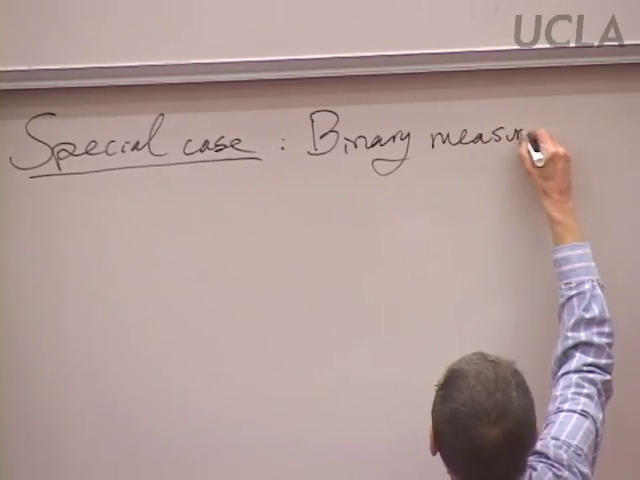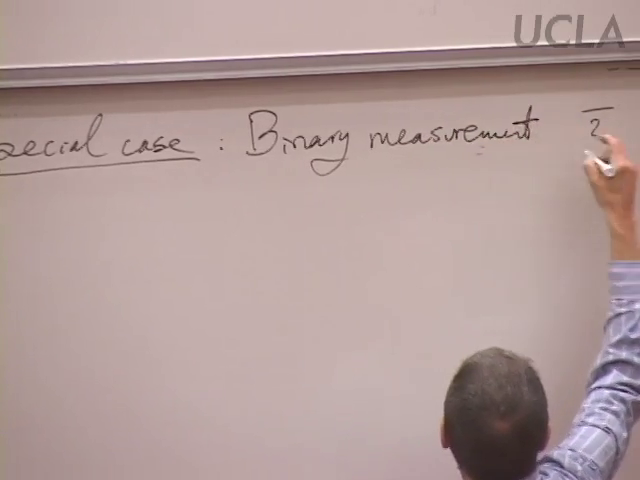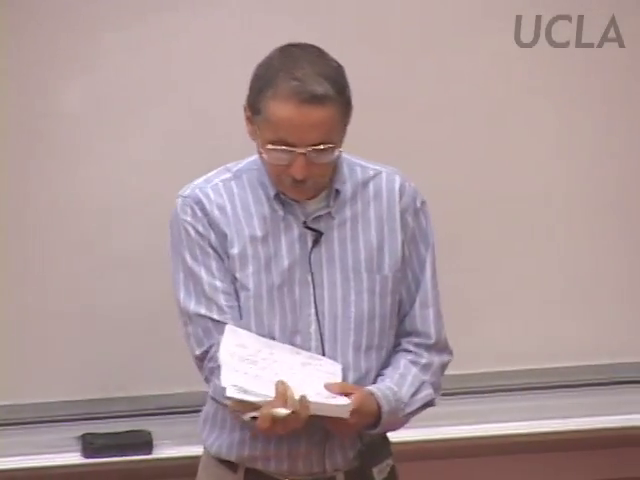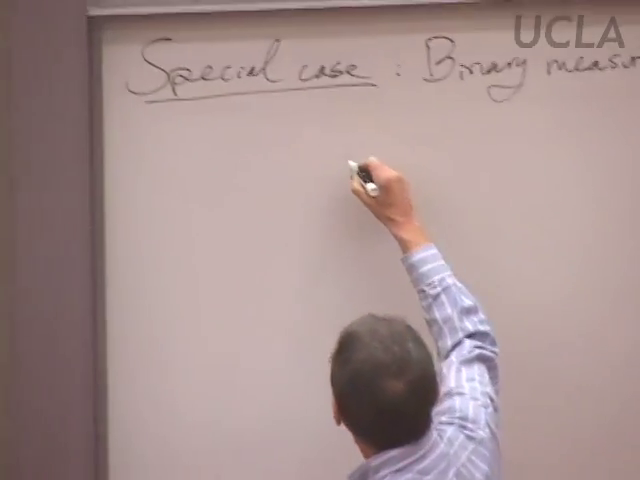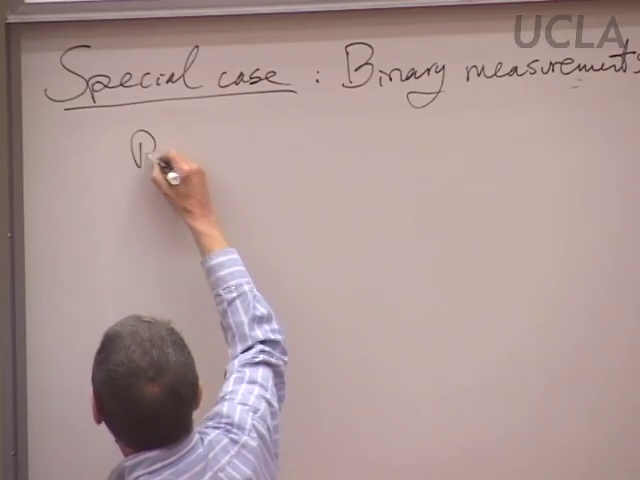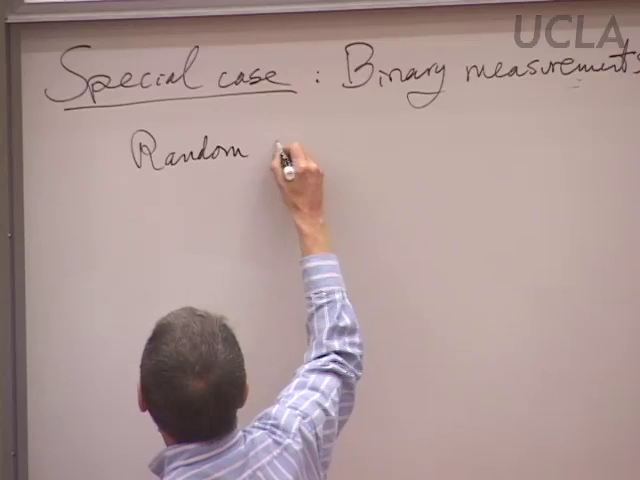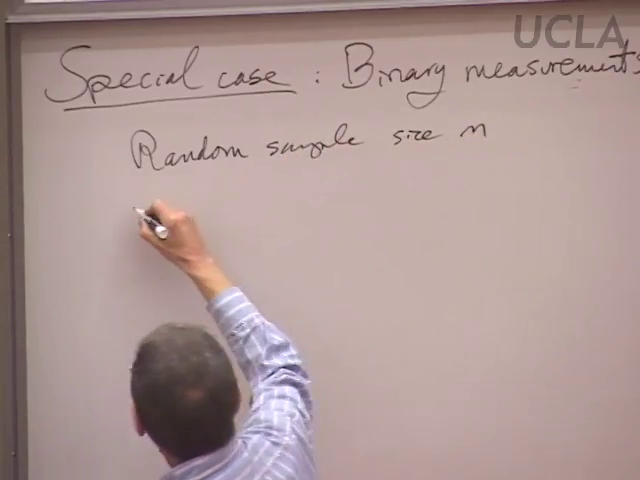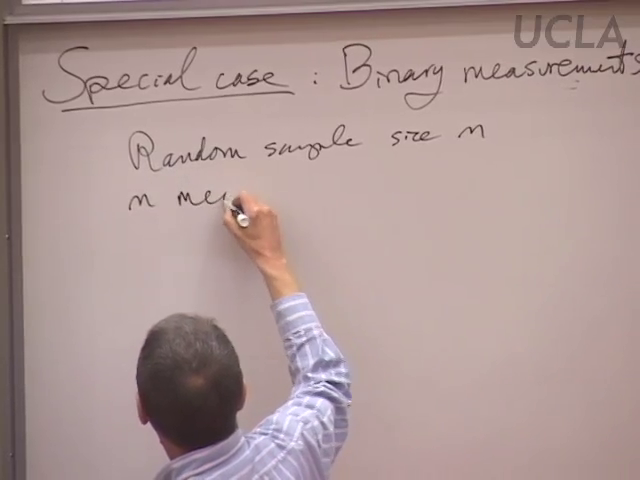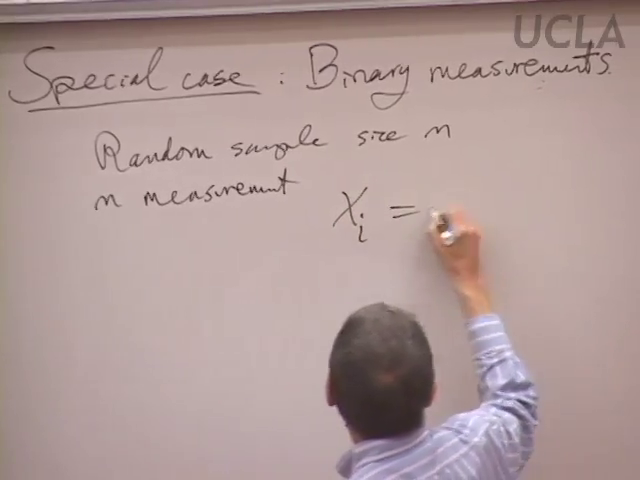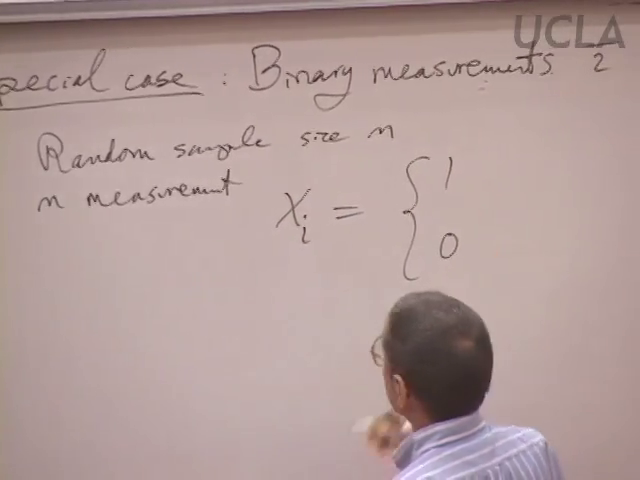But let's look to see if there's anything extra we can say if the random variables, the measurements we're doing, are binary. That is, we take a random sample of size n as before, and we get these n measurements. But the measurements are simply 1 or 0.